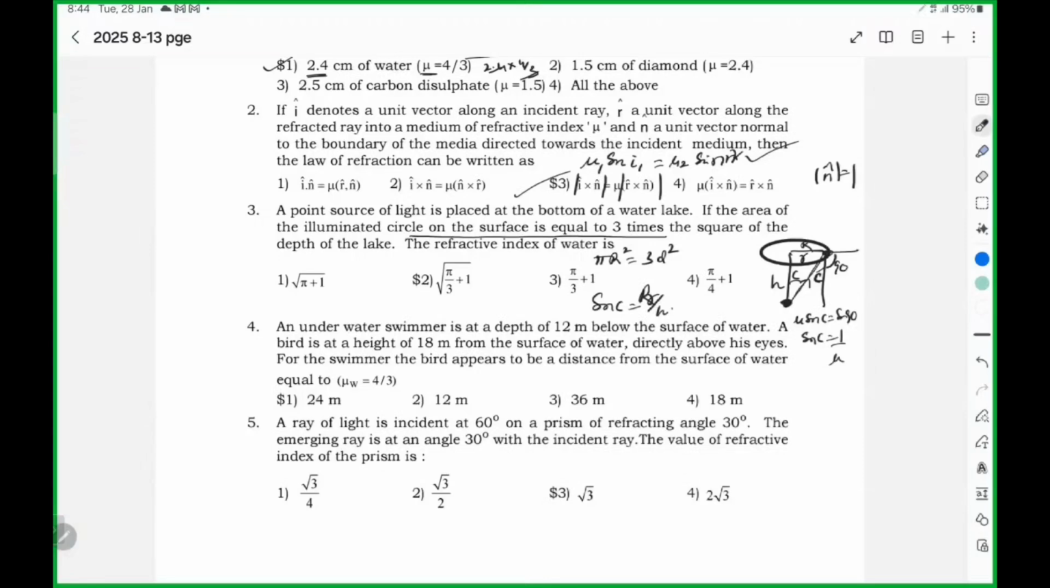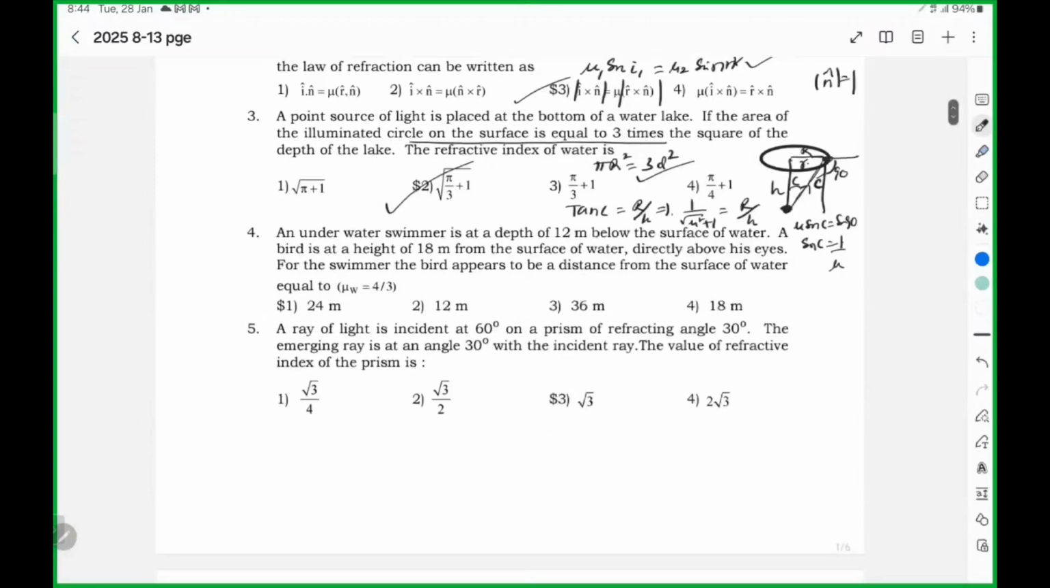So sin c here is 1 by mu, and tan c is r by h. And sin c is 1 by mu. So tan c will be 1 by root of mu square minus 1. Squaring, and using this relation, you get the required answer.